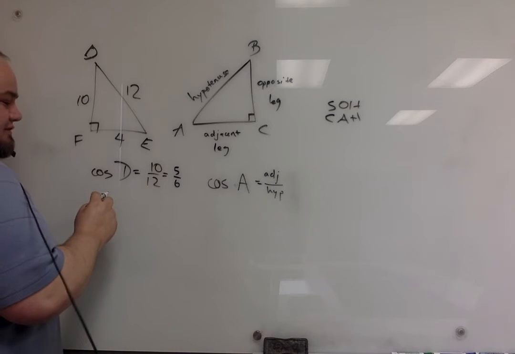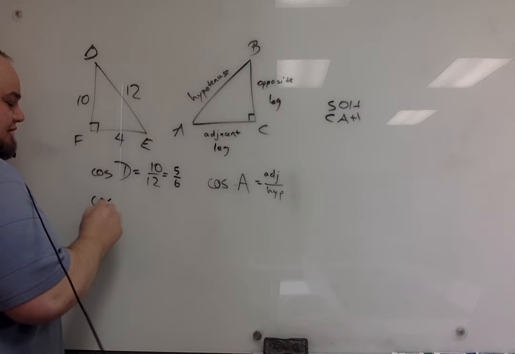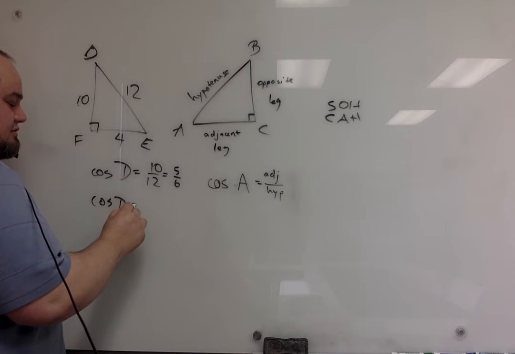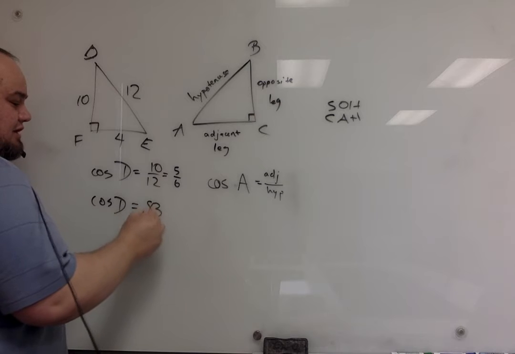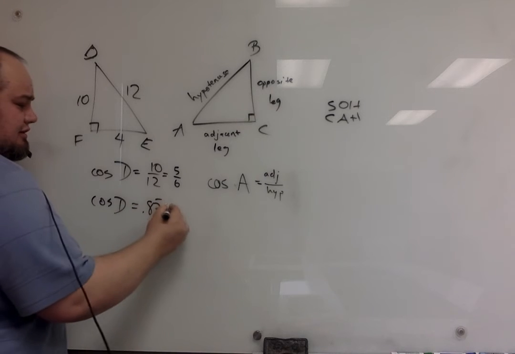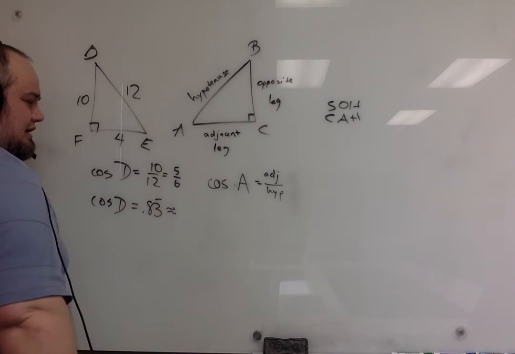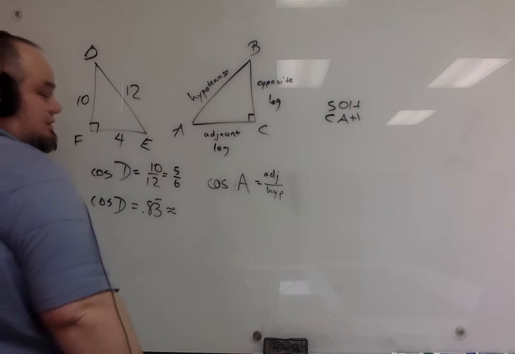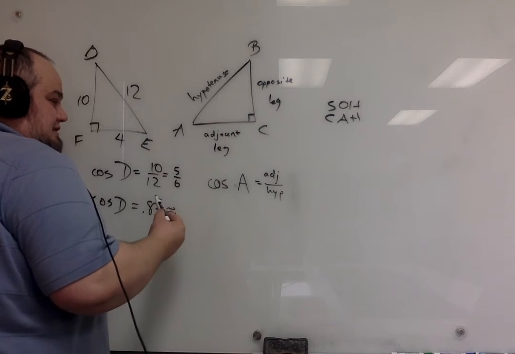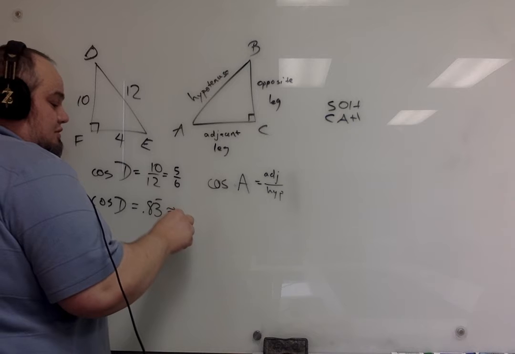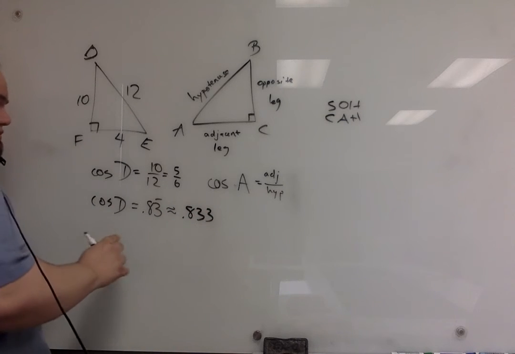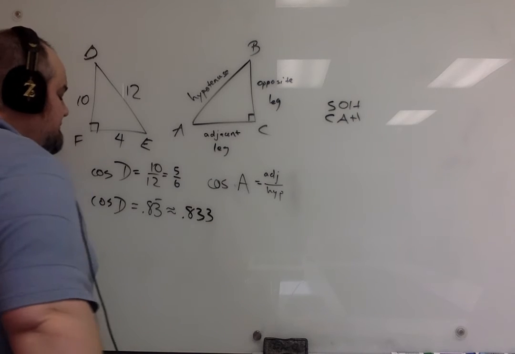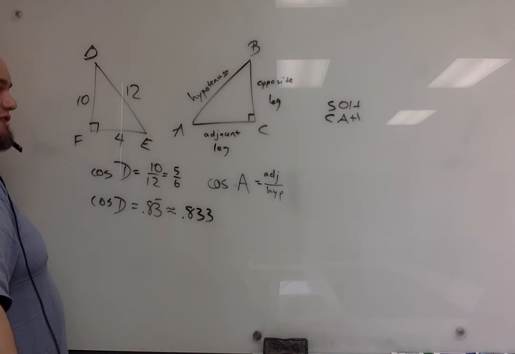So 5 over 6 would mean that if we wrote it as a decimal, it would be equal to 0.83 repeating, if you recall your decimals to fraction equivalencies that we learned earlier in the year, or 0.833 if we were rounding it to the nearest thousandth. Remember, tenth, hundredth, thousandth. So that would be how to find cosine of D.